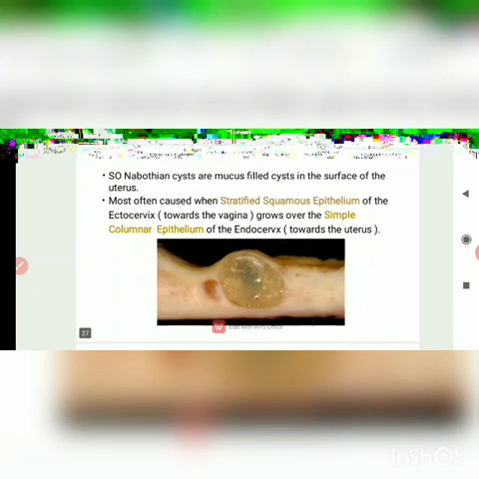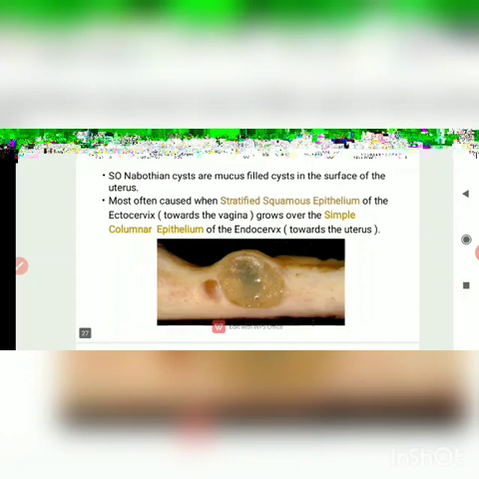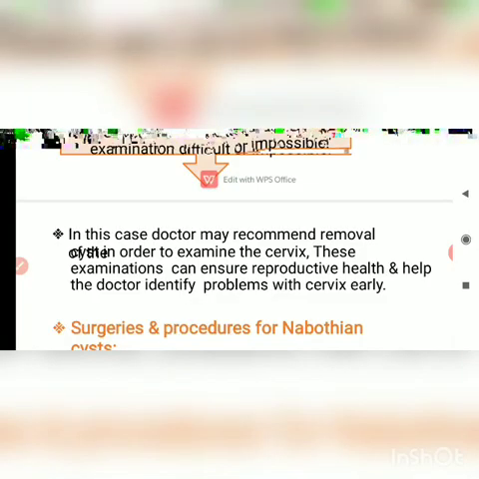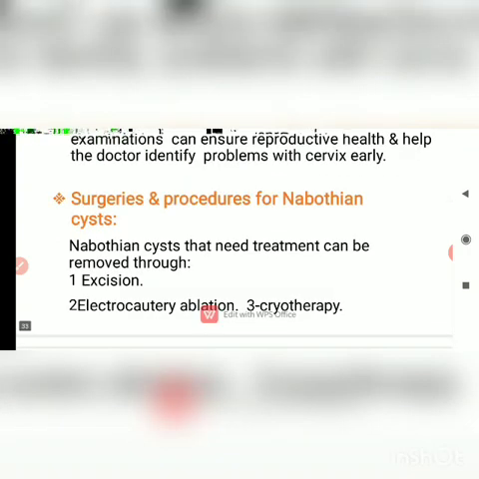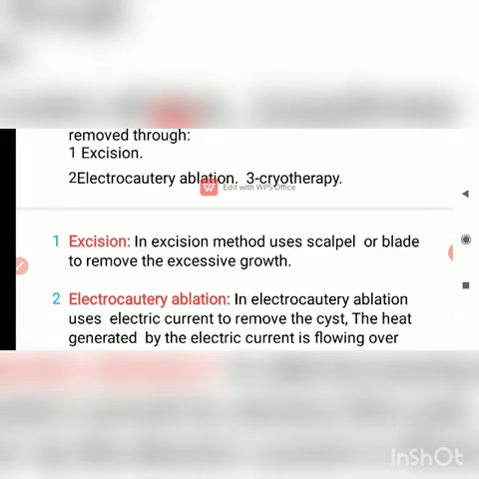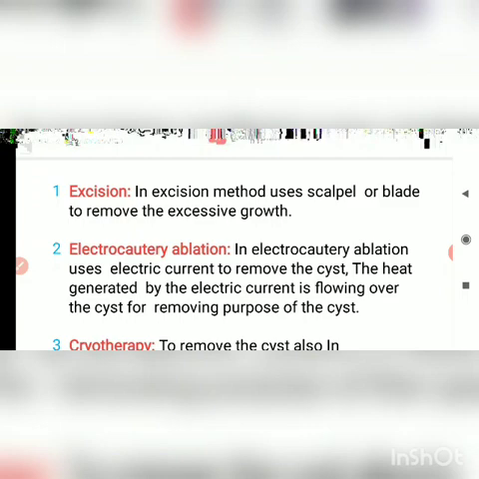So if there is a Nabothian cyst, the treatment is generally antibiotic. Okay, conservative. However, if the Nabothian cyst is persistent and not responding to treatment, all three criteria should be there: very big in size, persistent, and too many in number, and not responding to medical therapy, then we can do excision. Okay, we can do electrocautery, we can do cryotherapy. Okay.